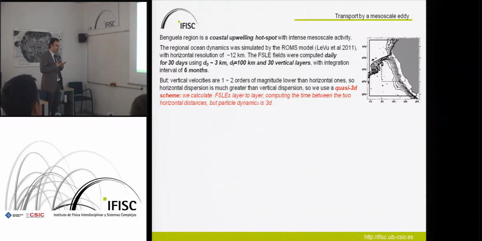So, of course, when we go to the ocean, and bearing in mind that the vertical velocities are much smaller than horizontal ones, we of course had the problem of finding that the horizontal dispersion was much higher than the vertical. So instead of computing the FSLE using also the vertical dispersion of particles, we looked only at the horizontal dispersion because it's dominating. But again, we left the particle integration in 3 dimensions, so that the particle trajectories are 3-dimensional.